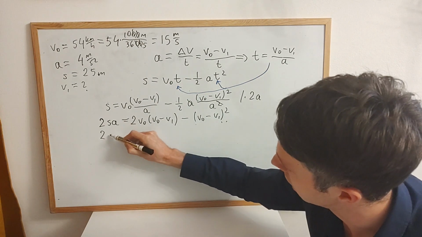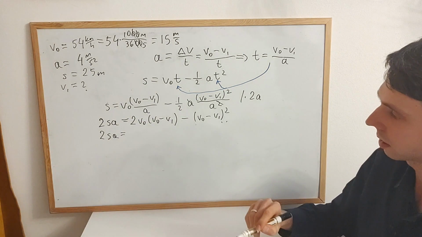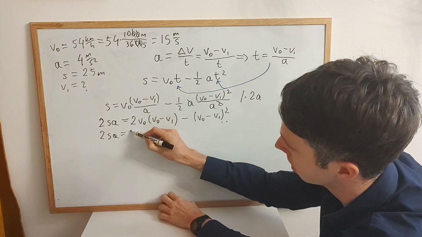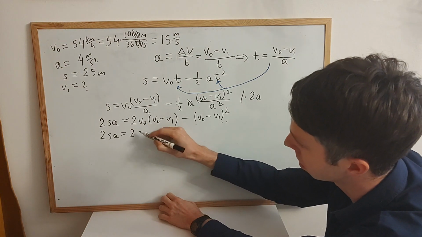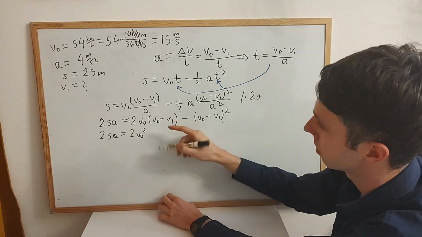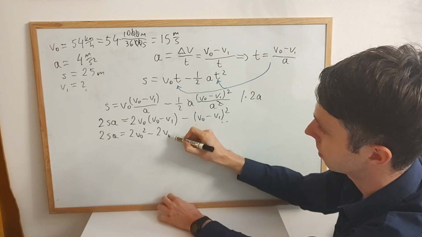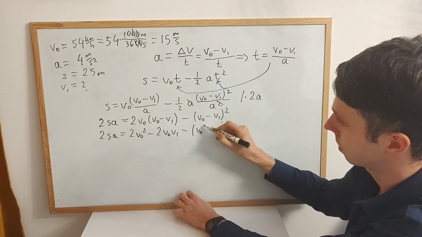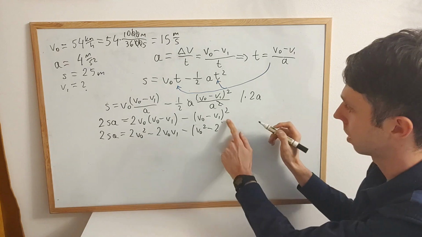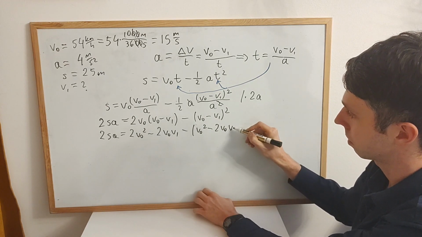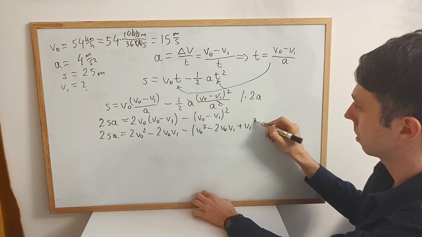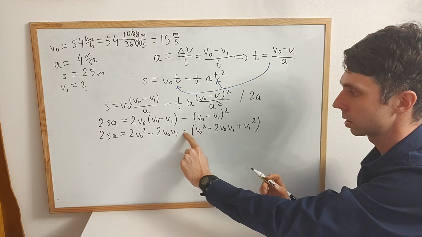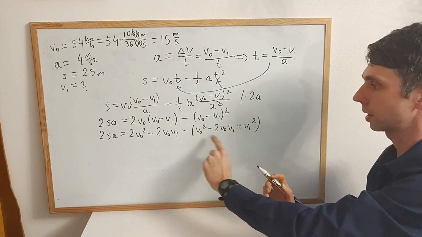So 2sa I keep as it is. Here I multiply v0 by everybody inside, and with this 2, so it's 2 v0 squared minus 2 v0 v1, here minus v0 squared minus 2 v0 v1 plus v1 squared, and let's get rid of this bracket, so this minus applies to everything inside.